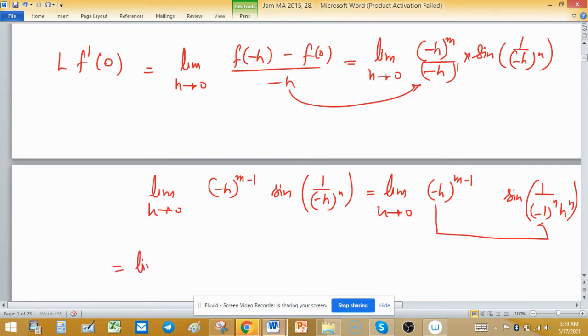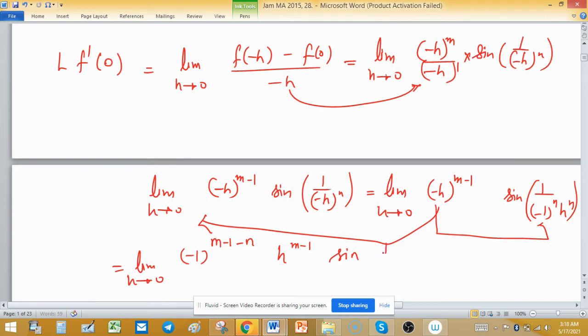So it can be written as limit h tends to 0. If you take minus 1 from here, then (-1)^(m-1) comes from this h part, and (-1)^n comes from here also. So you can subtract it, minus n also, and this h can be written as h raised to the power m minus 1 and sin(1/h^n).